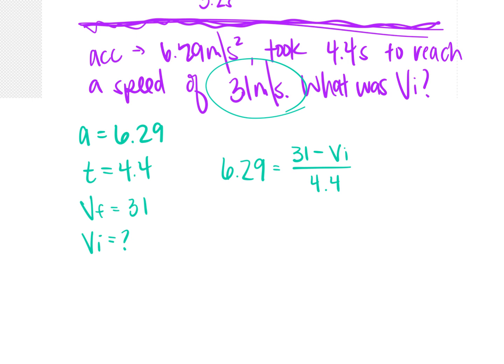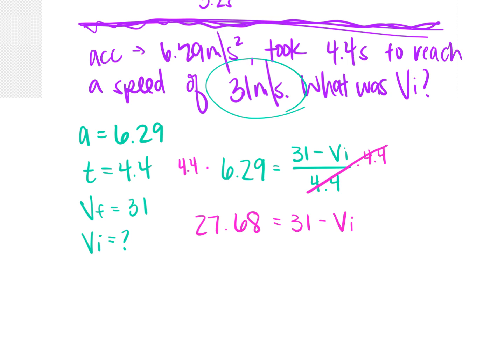Okay, so what's the algebra I have to do then to get VI by itself? Multiply by 4.4, and I do that on both sides, right? That cancels it here. Multiply by 4.4. So I like to go ahead and just do that math. 27.68 equals 31 minus VI.